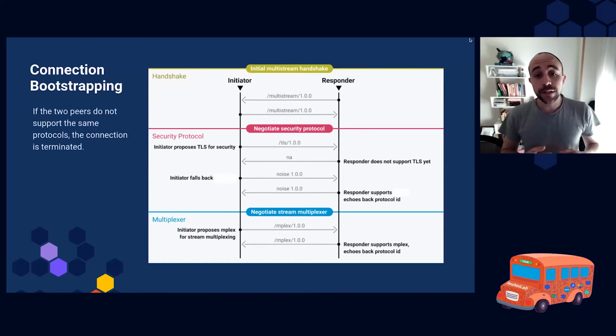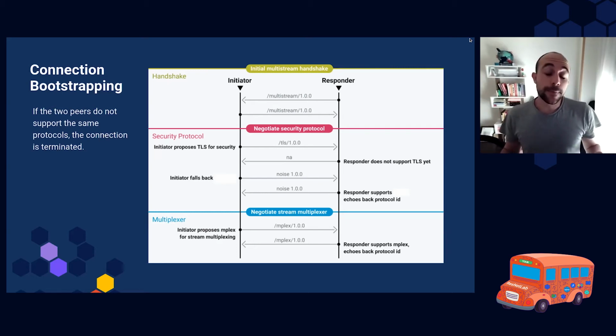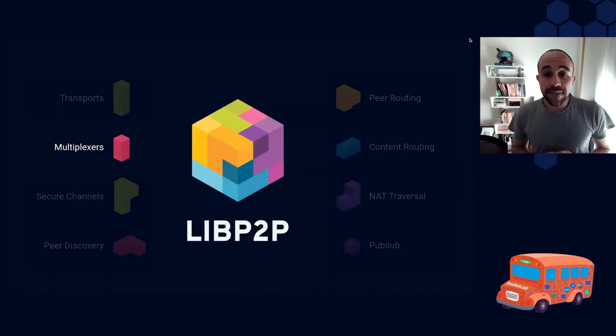If at one point when we establish a raw connection, we can't find a common protocol for the security channel or for the multiplexer between the two nodes, the connection is terminated, because we don't allow communication between two peers in P2P if the connection is not secure. I mean, if we don't have a security channel and a multiplex channel. So if we don't both support the same security and multiplex protocol, the connection is terminated. And that's all for transport.